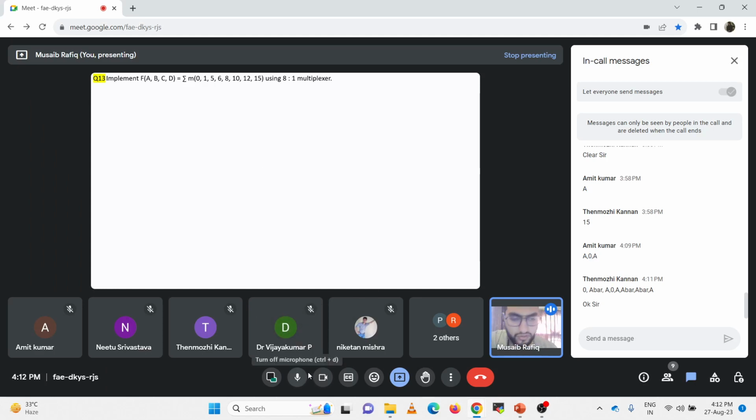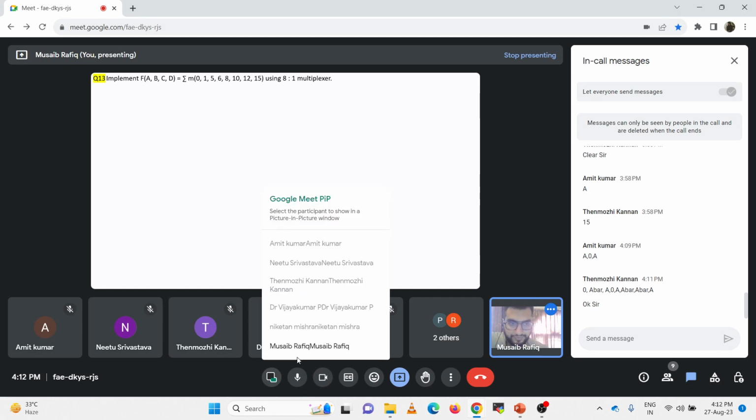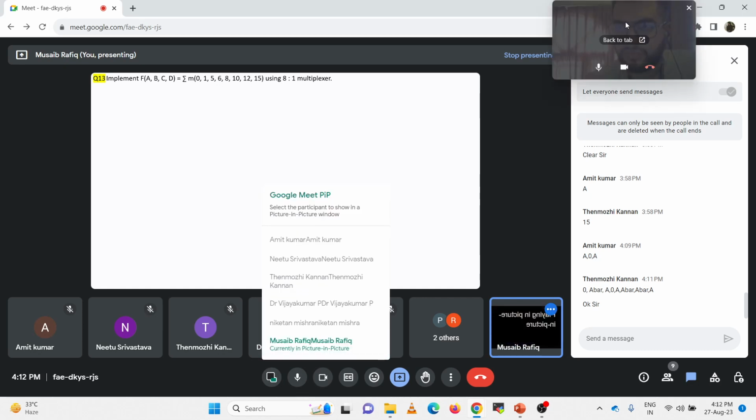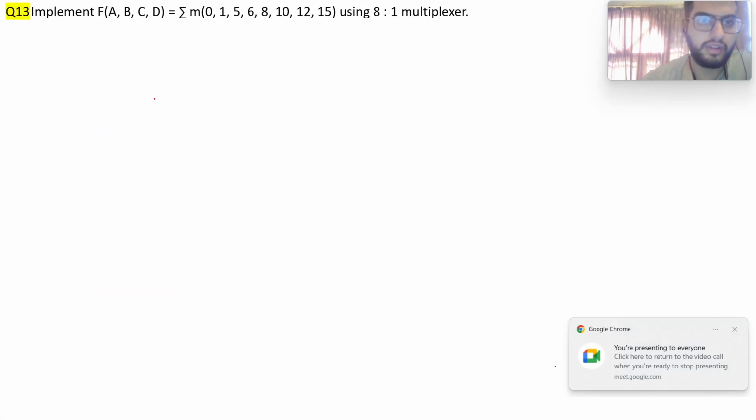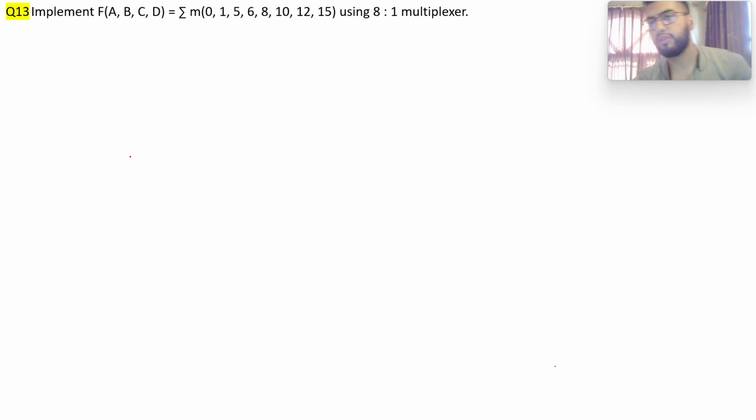So now let me just show the solution to this question. So what I have here is I have a four variable function that I need to implement using 8:1 mux. So as I already told you, this four variable function can be implemented by 16:1 mux, where all the four inputs will be the select lines, and it can be implemented using 8:1 mux, where three of the inputs are my select lines and one of the inputs is my input to the mux.